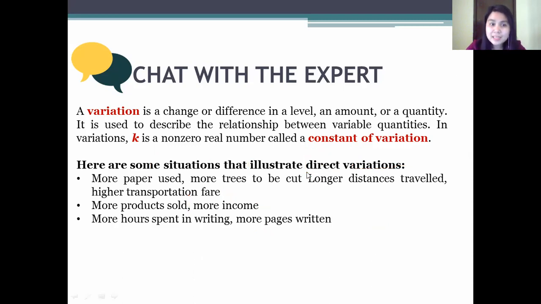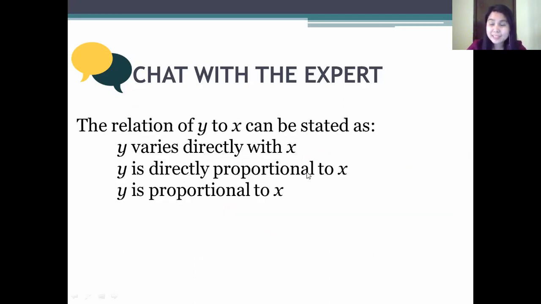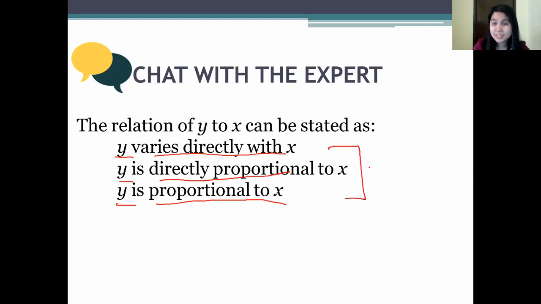Now let's see, how are we going to translate direct variations? In an English sentence, we can write this as y varies directly as x. Or another way to state it is y is directly proportional to x. Another way, y is proportional to x. These three statements will all mean when y increases, x also increases, or the other way around. If x increases, then y increases.